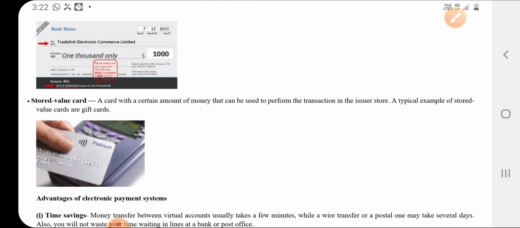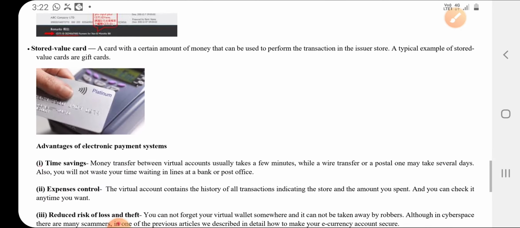So one who is issuing, whichever financial institution issues it, with them you can pay for some of the amount. A typical example of stored value cards is the gift card. They give gift cards, right? So the gift card will come under stored value card.